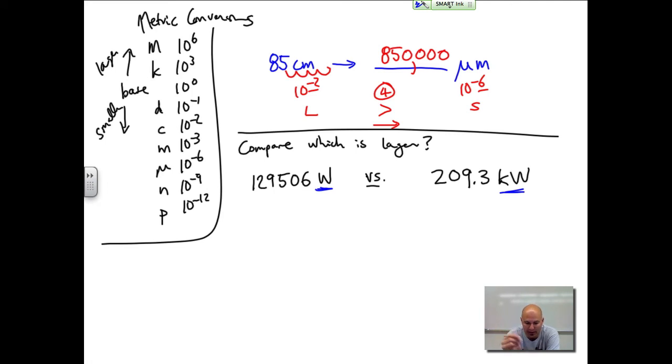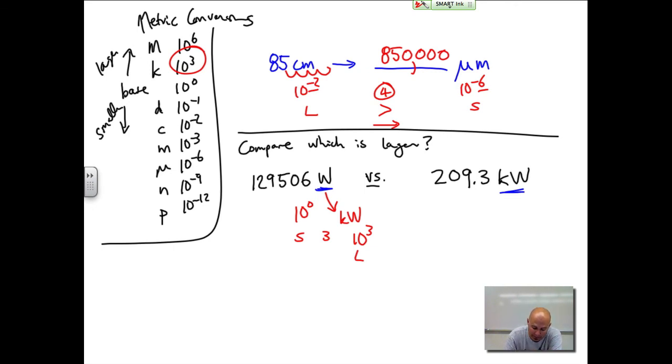So let's go ahead and take a look at that. If I want to do a conversion, and I could convert either one, let's go ahead and convert watts to kilowatts, and then we can compare. Well, a watt is 10 to the 0. It's a base unit. Kilowatt is 10 to the 3rd. Why? Because the kilo is 10 to the 3rd. This is a 3-place move, smaller to larger. 10 to the 0 is less than 10 to the 3rd.